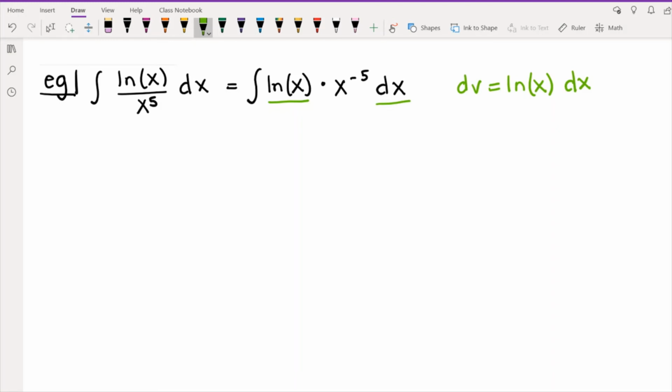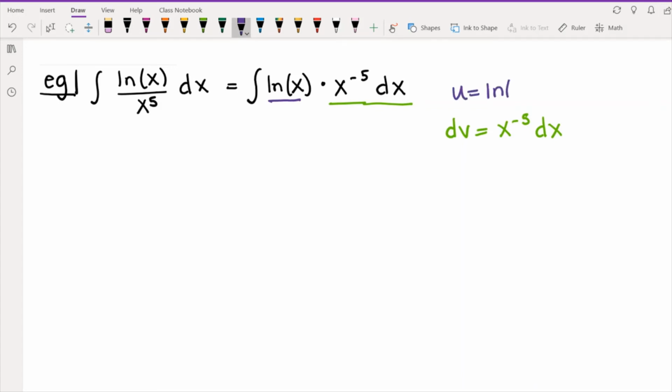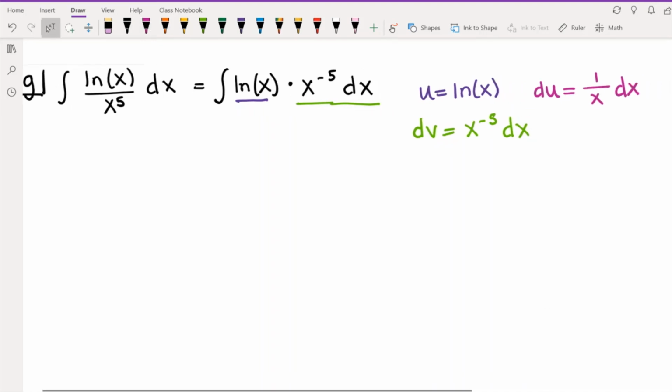So this is an example where you really are limited in what you can choose, because you can't take the antiderivative of both parts of your integrand. And so you're really forced to set dv equal to x to the negative 5th dx. But this is a good choice for another reason, because if we let u equal ln of x, ln of x actually gets a lot more simple when you take its derivative. What's the derivative of ln of x? It's 1 over x. So we get du is equal to 1 over x dx.